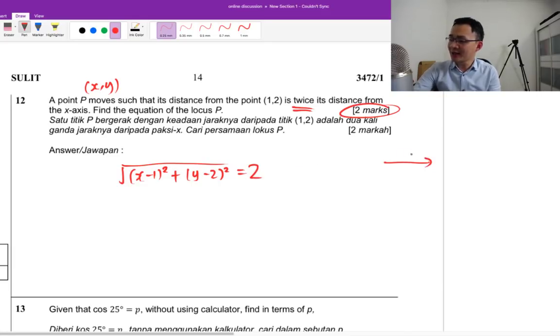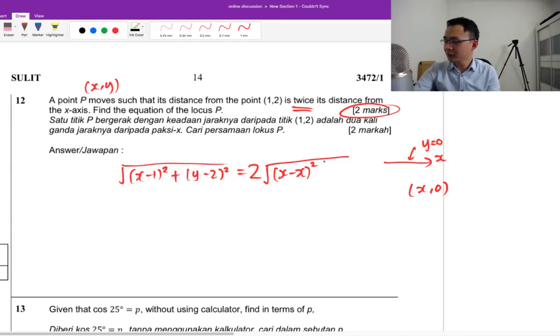And then it's the distance from the x-axis. From the x-axis, the only information we know is that y is always equal to 0, whatever is on the x-axis. So I will write something like (x, 0), because I do not know what my x value is, but I will just write x0. So over here you will get something like (x, y). So you can say something like (x minus x) squared plus (y minus 0) squared.